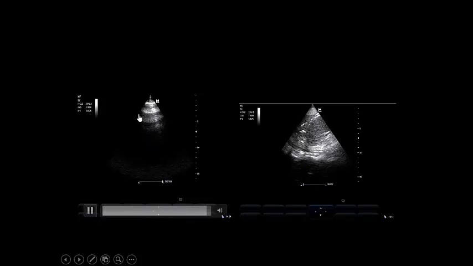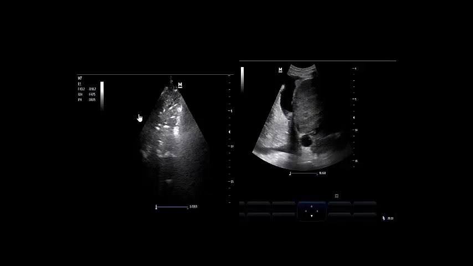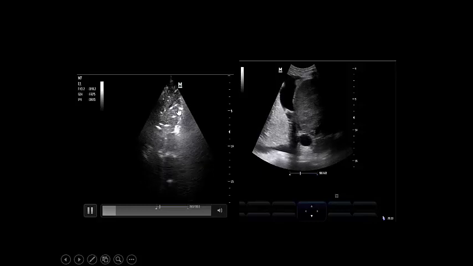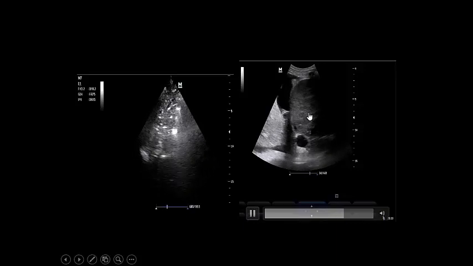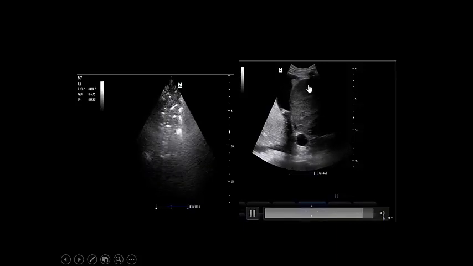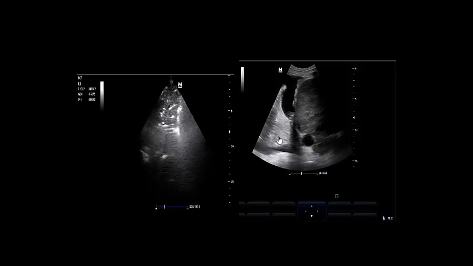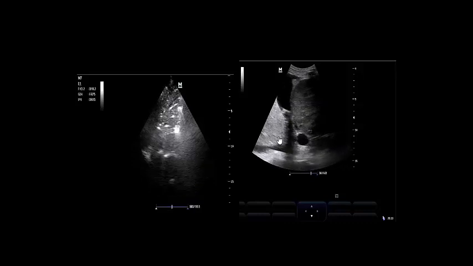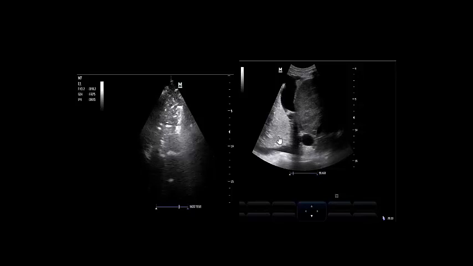Before leaving this point, I need to explain the difference between collapse and consolidation. You see here the beautiful air bronchogram, mobile with breathing. But in this patient with collapse due to malignancy, you see metastasis here in the liver, you will not see any air bronchogram, and if you see it, it will be static, not moving, because the bronchus is already blocked and no air is going down.